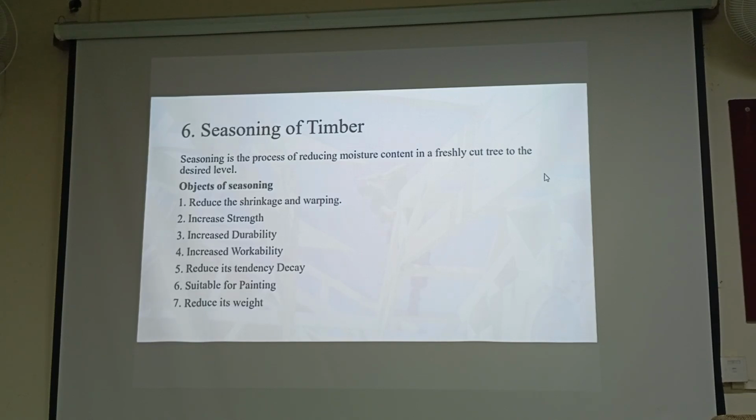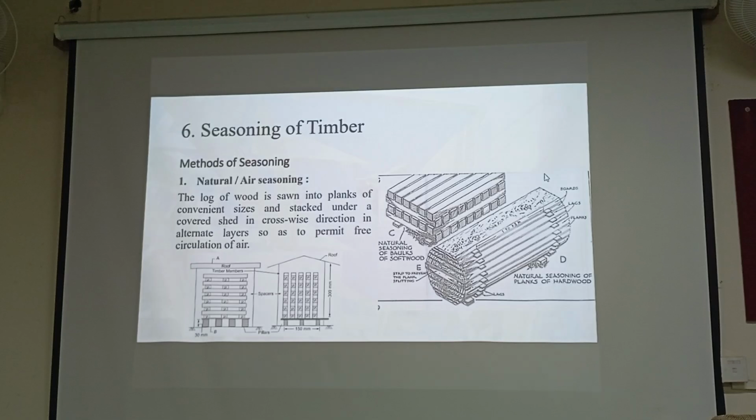So how can seasoning be done, or why is seasoning necessary? Seasoning is necessary to reduce the shrinkage and warping of the plank or the wood, increase strength, and increase durability and workability. It reduces the tendency of decaying, and makes it suitable for painting, because a smooth surface will be there, so painting can be easily done. It also reduces its weight, because the rough surface can be removed and only the usable part will be there.